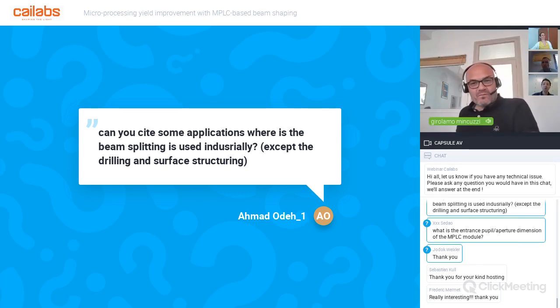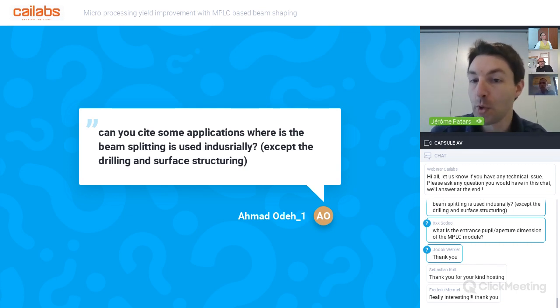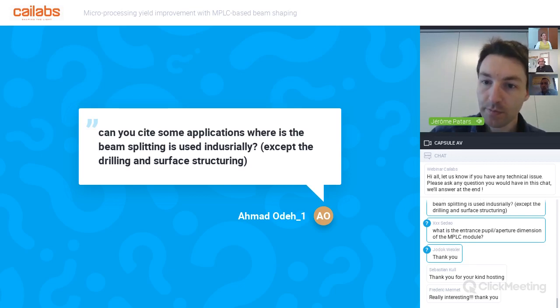Sounds like a challenge. Yes, because most of our applications are confidential, but I suppose that probably in most applications where you would like to increase the yield of your process, and you have sufficient power in your laser to split the beam into the number of beams you want on your material or on your parts, it's possible in theory, I suppose. Yeah. John Girolamo, if you want to add some of your inputs, go ahead.